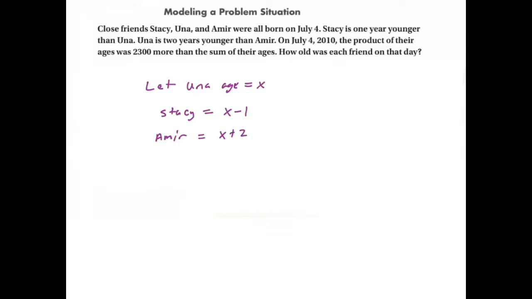So what we should recognize is they talk about the product of their ages was 2,300 more than the sum of their ages. All right. So if we take the product, let's say x times x minus 1 times x plus 2 equals, well, this is the product, and we know that it's 2,300 more than the sum, so let's go ahead and put 2,300 on this side, and then we're going to add the sum of their ages as well over here, so that way they're balanced.